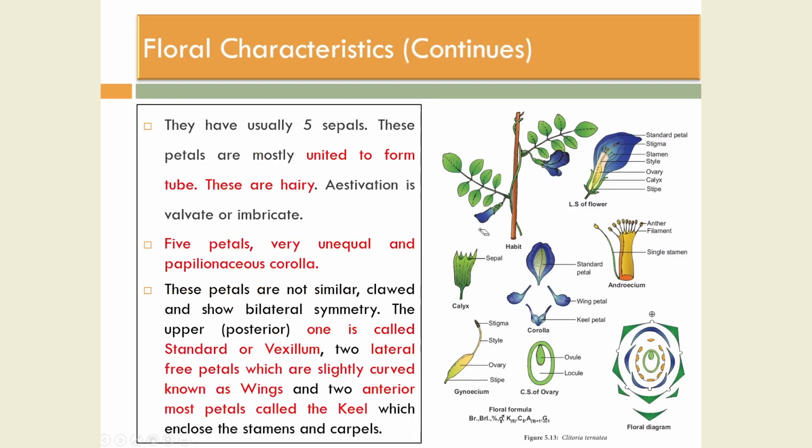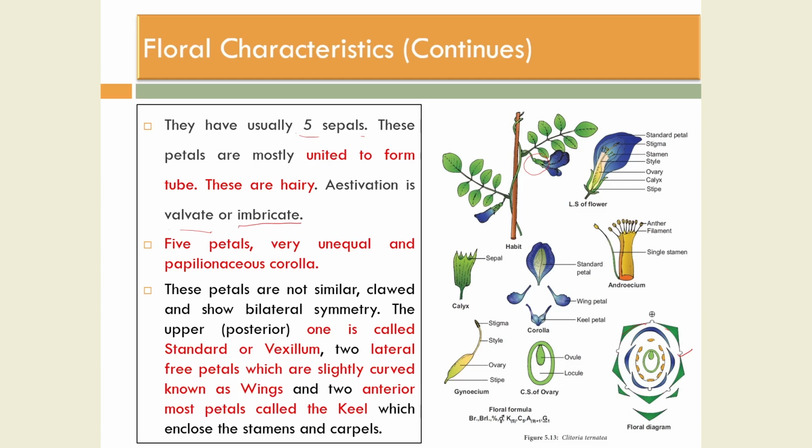So moving forward towards the floral characteristics. As we have studied the plant, now moving toward the individual floral parts, starting from the calyx. The calyx is usually 5 in number, and these are mostly united to form a tube. You can see here they form a tube-like structure, and they are sometimes hairy, and estivation is always either valvate or imbricate type. You can see here the presence of valvate type, and these sepals are all united, that is gamosepalous.